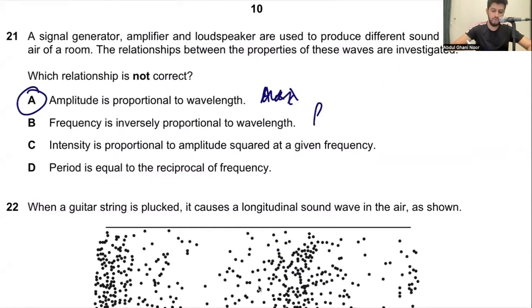Frequency is inversely proportional to wavelength. We know that F is equal to V upon lambda. F is inversely proportional to lambda. Intensity is proportional to amplitude squared. I is proportional to A squared. That is absolutely right. Time period is reciprocal of frequency. Yes, time period is 1 upon frequency. So all three of these options are correct. Relationship A is incorrect.